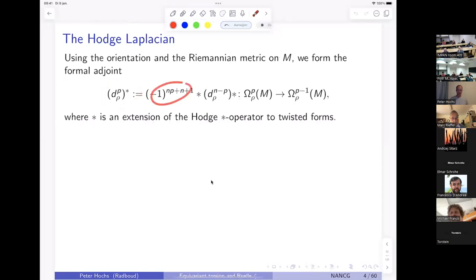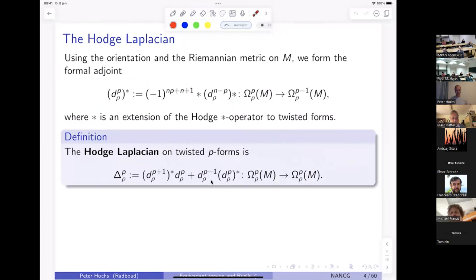You need some sign in front of it. The Hodge star just acts on the p-forms, and as the identity on the vector bundle you're twisting by, the same way as for the Bernoulli differential, we can just form a formal adjoint in this way. And we can use that to define a Laplacian. And this Laplacian is the thing that analytic torsion is based on.